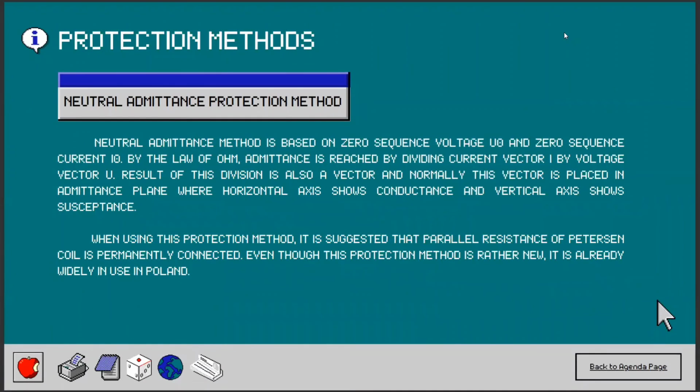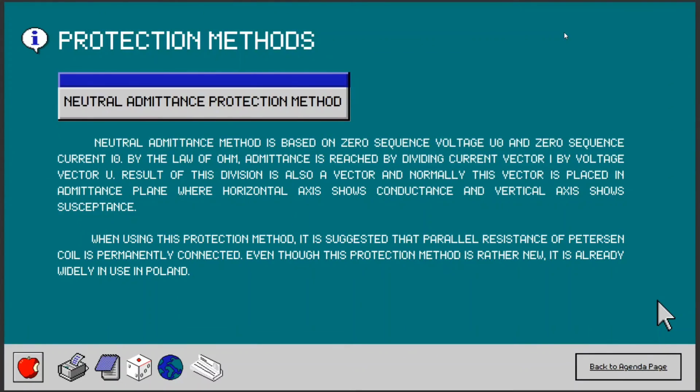Okay, so next is the neutral admittance protection method. In this method, it is based on zero sequence voltage V theta and zero sequence current I theta. With Ohm's law, admittance is reached by dividing the current vector by the voltage vector. The result of this division is also a vector, and normally this vector is placed in the admittance plane, where the horizontal axis shows conductance and the vertical axis shows susceptance.